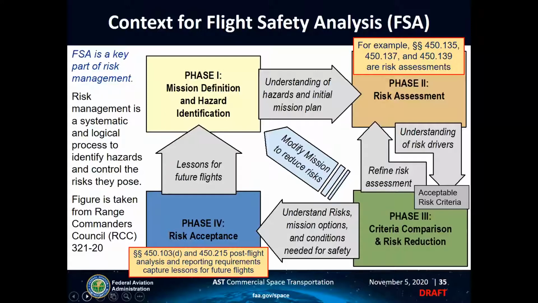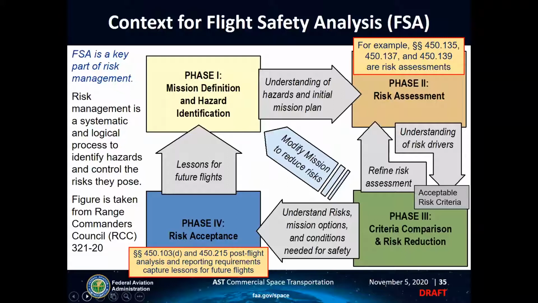If the 101 criteria is not met, or if the mission could be modified to mitigate those risks consistent with the mission objectives, then there's a path back to phase one. An example would be the identification of flight safety limits that are necessary to comply with 450-108.